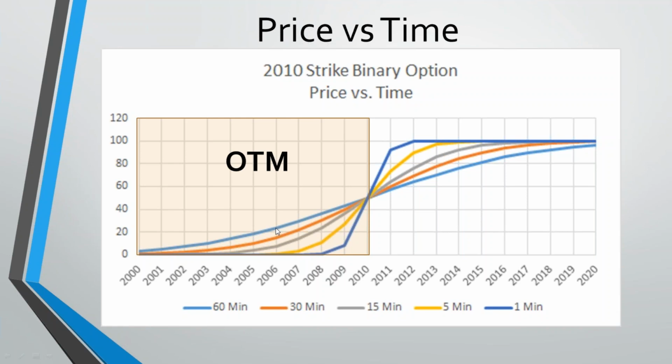Whereas down here, maybe 2006, with 60 minutes to go, you're paying 22. With 30 minutes to go, it might be worth 17. With 15 minutes to go, it's already dropped down to maybe $5. With 5 minutes to go, it's virtually worthless. Why? Because we're farther out of the money and there's very little time for it to make up this ground and get into the money.